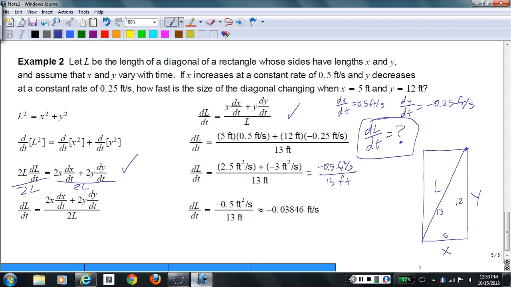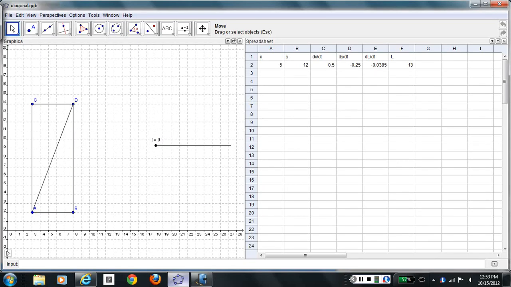How about the GeoGebra perspective? If we look at this, we've got time t equals 0, and as we let time begin to pass, the size and shape of the rectangle is going to change. And dx/dt I've got set at 0.5 feet per second. So right now it's currently at 5, but after a second passes, we're going to let that be constant over the next few seconds. So it's going to increase by half a foot each second, and y is going to decrease by a quarter of a foot each second.